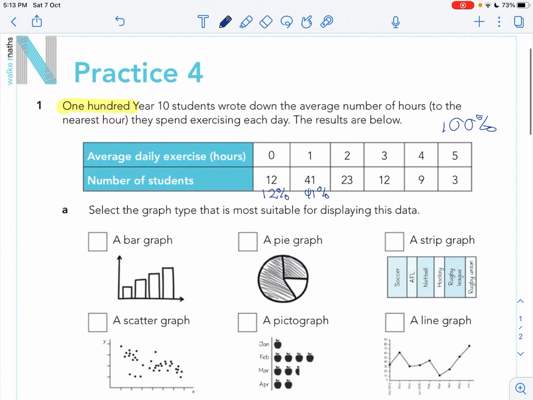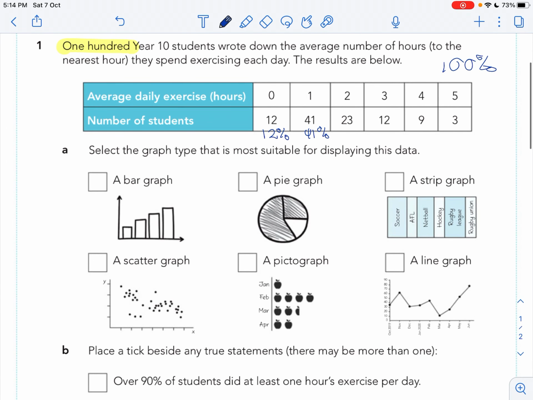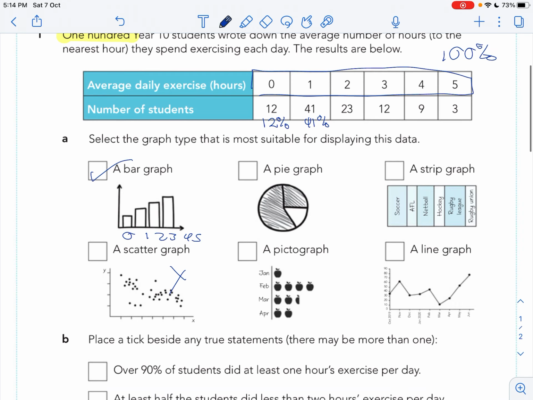Okay, the first question is select the graph type that's most suitable. Because this is just going up by ones each time and things like that, it's definitely not a scatter graph, because for that. Definitely not a pie graph. The best one for it is a bar graph. We could put 0, 1, 2, 3, 4, 5 along the bottom, and then how far up it goes.